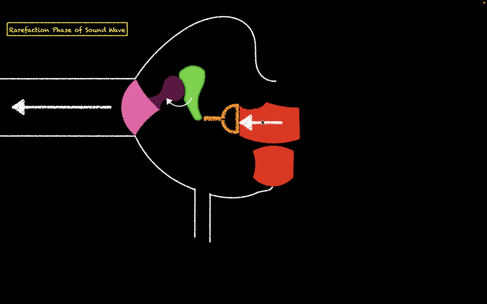So what about the rarefaction phase? In the rarefaction phase, the tympanic membrane is going to be pulled out. As a result, this is going to cause the opposite movement of everything that we just saw. So the lever system is going to move this way. The stapes is going to move this way, pulling the fluid all the way from the round window to the oval window. So we have the opposite effects.